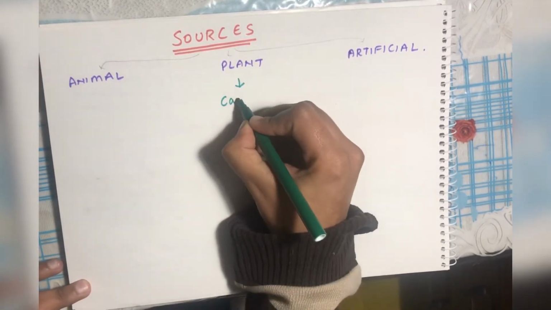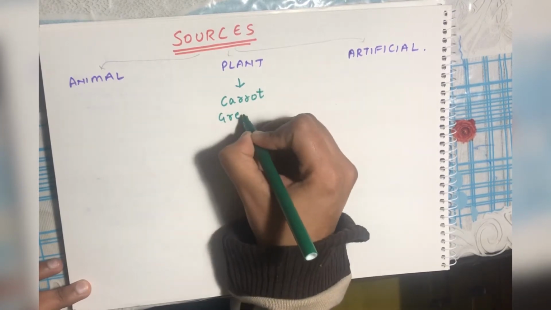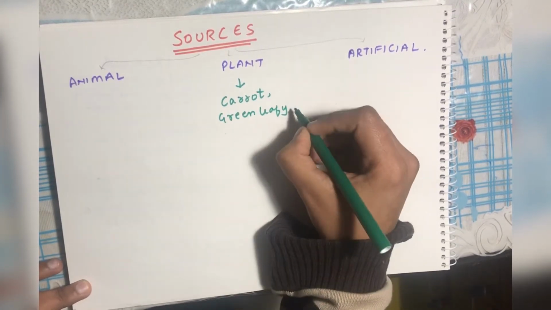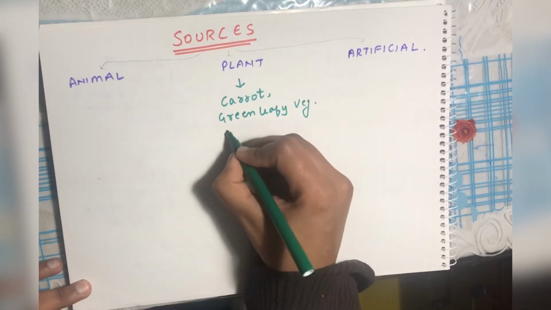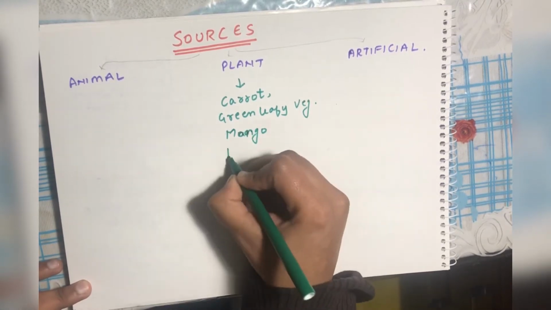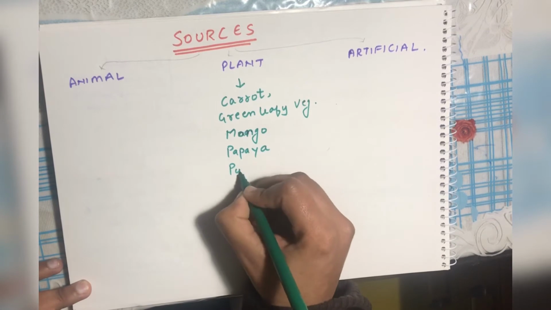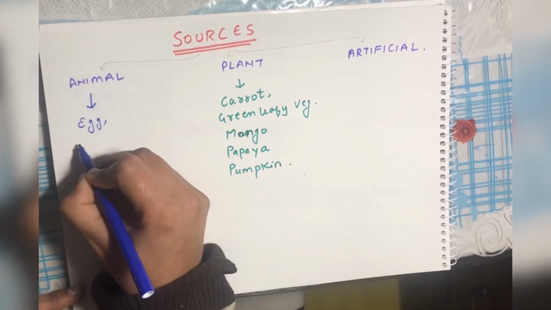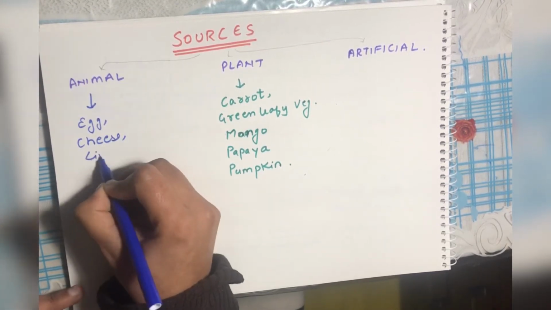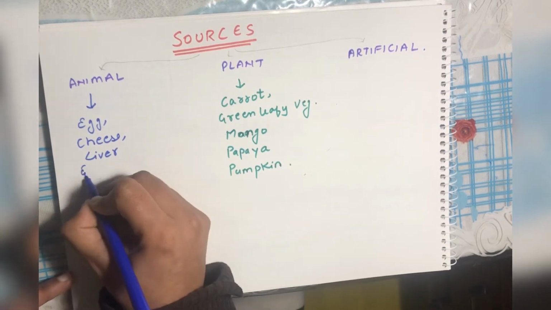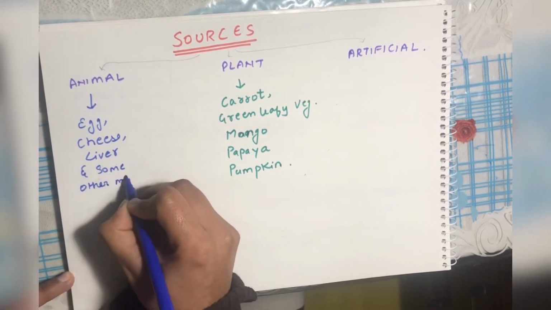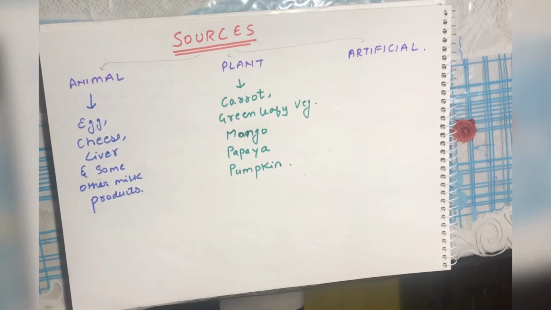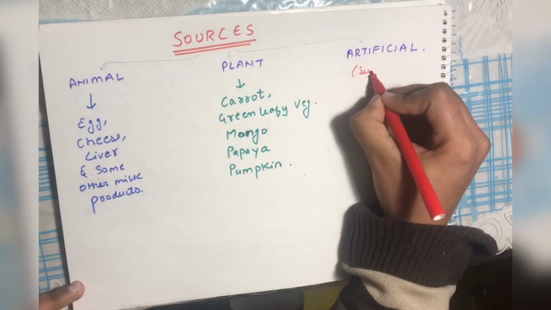So let's consider plant sources. Mostly we get it from the carrot, green leafy vegetables, and also from the mango, papaya, and pumpkin. But the carrot is a major source. From the plant sources, the carrot is the main. And then if we talk about the animal sources, we have egg, liver, cheese, and also some other milk products from which we can get vitamin A. And artificial, as I already told you, these are the supplements.